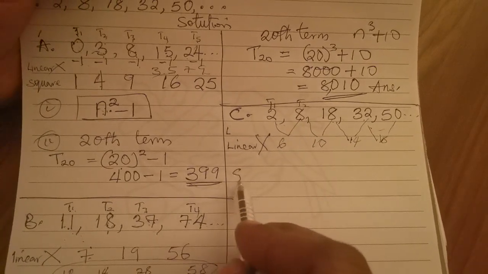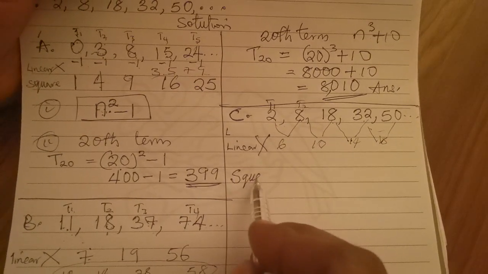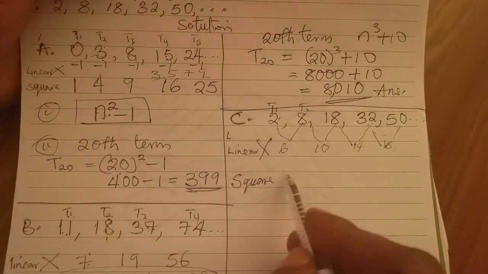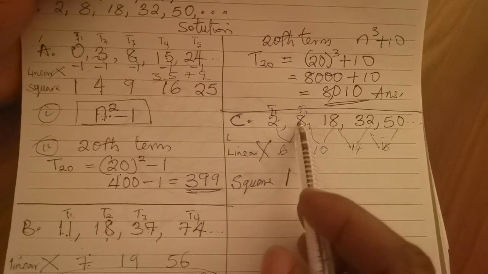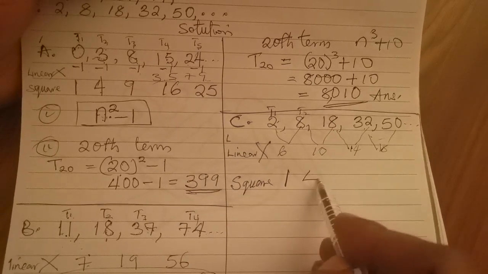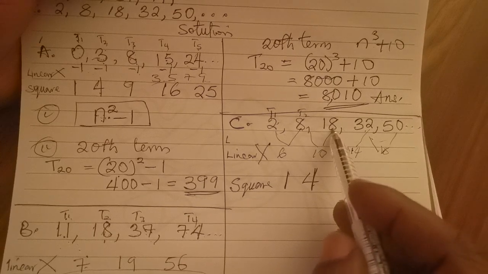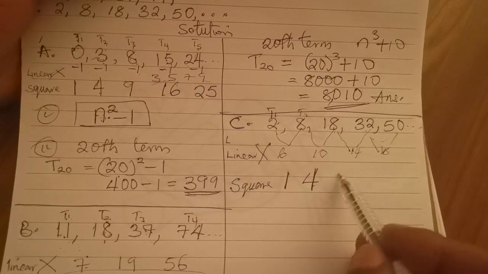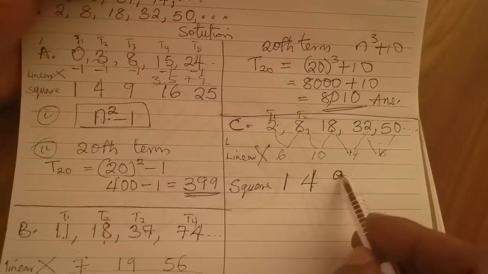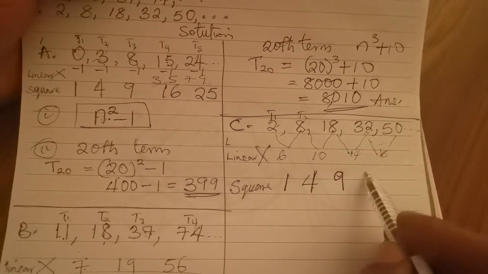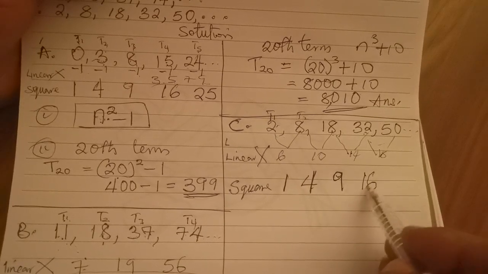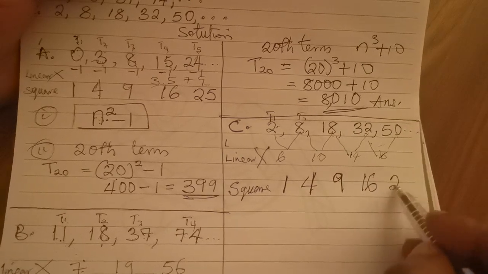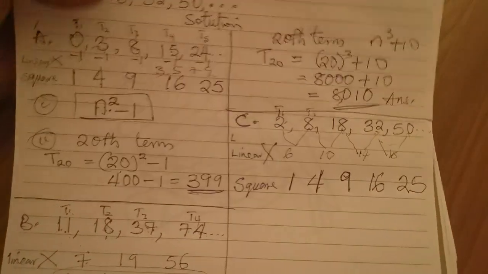So I'm going to check for squared. This is the first term, 1. 1 squared is 1. The second term, 2. 2 squared is 4. This is the third term, 3. 3 squared is 9. Fourth term, 4 squared is 16. Fifth term, 5 squared is 25. Now let's check.